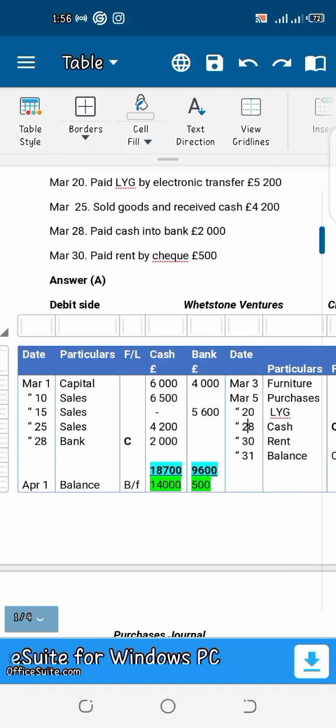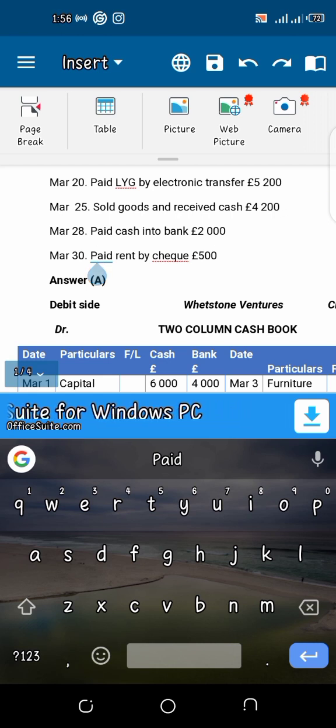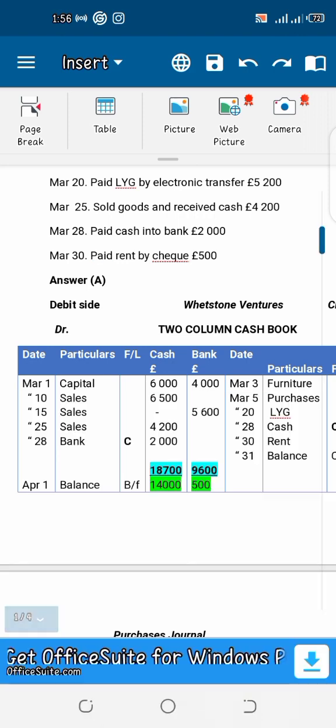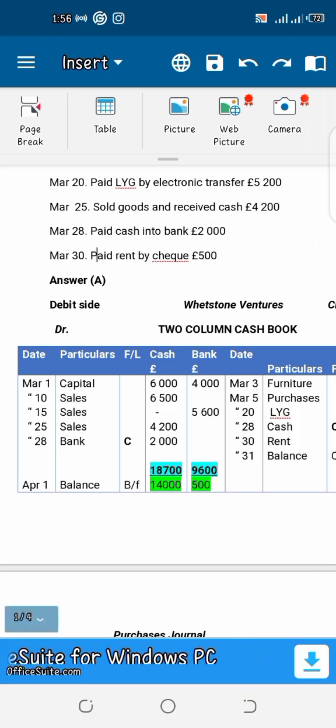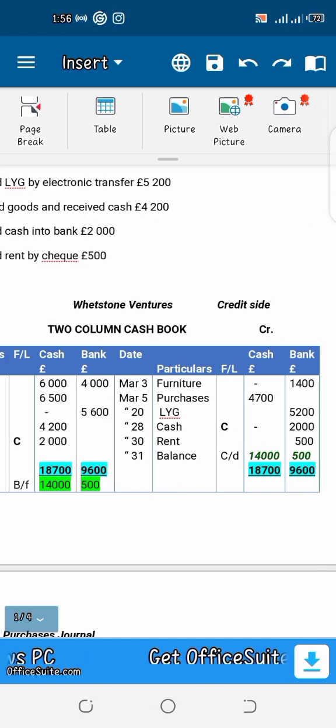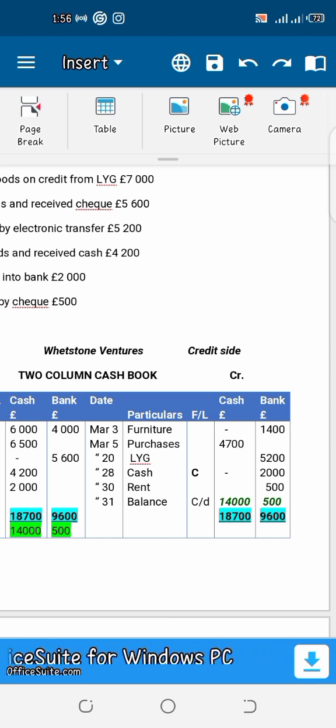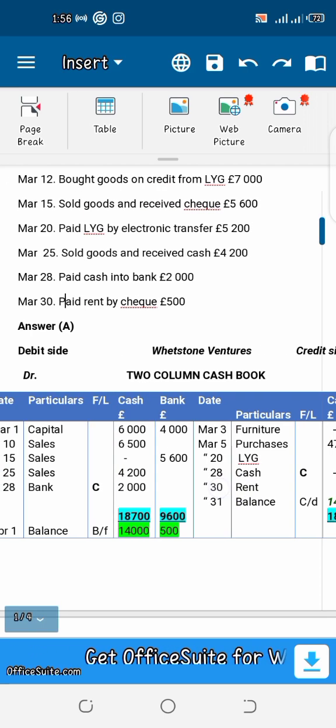Then finally we have March 30th, paid rent by check £500. Paid rent indicates that money is expended, is going out of the business. So we enter that in the credit side, which is the right hand side, and that is shown on March 30th. Rent was paid by check £500. So what we do now is to add the figures.